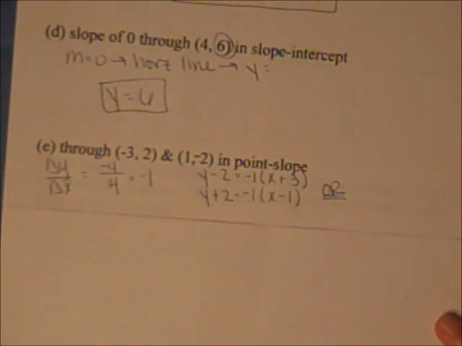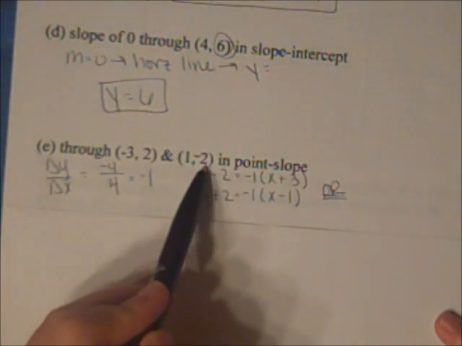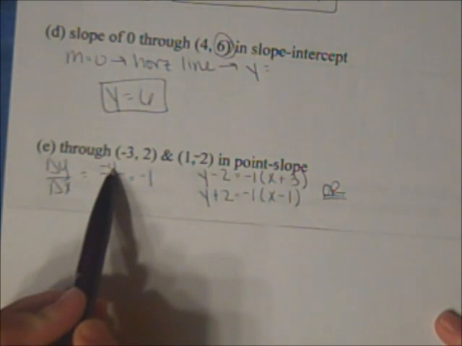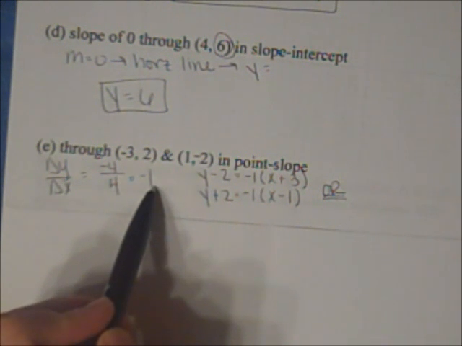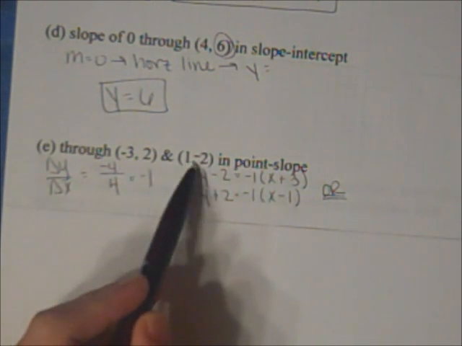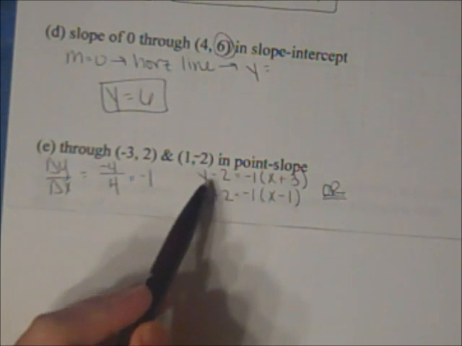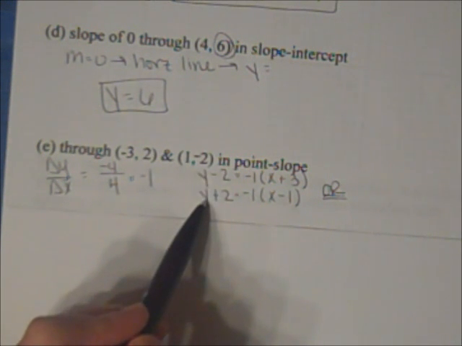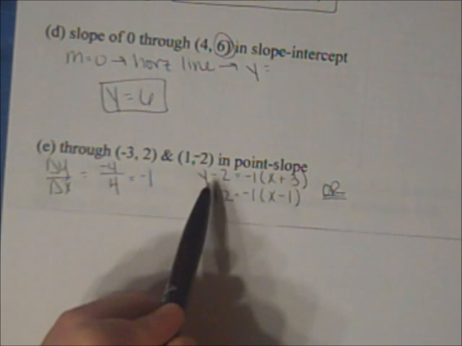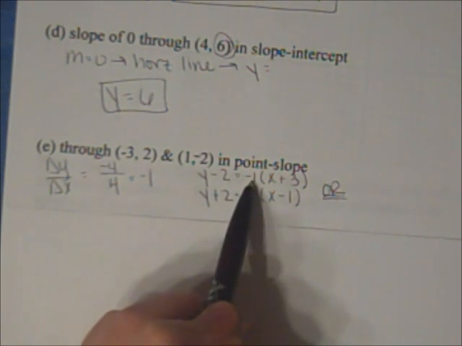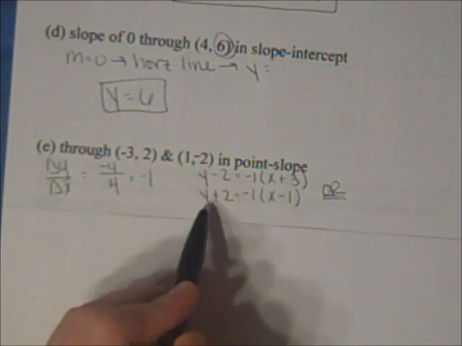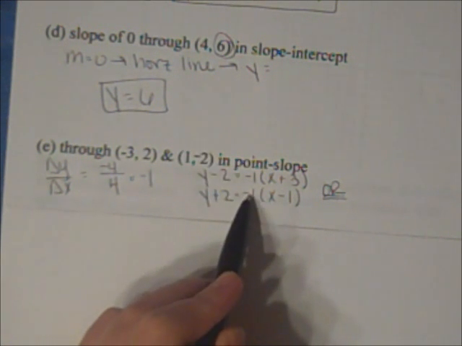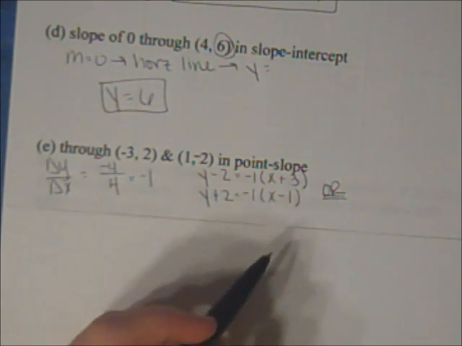E, maybe. Okay, let's find the slope first. From 2 to -2 is -4, and from -3 to 1 is +4. So you have a slope of -1, and you can choose either point you want to. So I wrote them with both points so you can check your answer. If you choose this point, you have y minus 2 equals -1 times x plus 3. If you choose the second point, you have y plus 2 equals -1 times x minus 1. Either of those is correct.